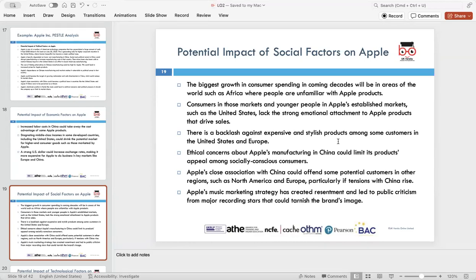Some consumers in the United States and Europe are expressing their disapproval of things that are both pricey and fashionable. So, for consumers who are socially conscious, the attraction of Apple's products could be limited due to ethical concerns over the company's manufacturing in China.